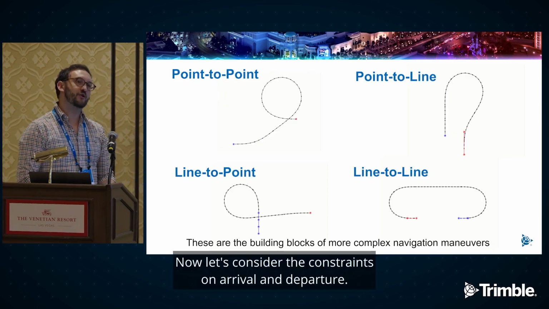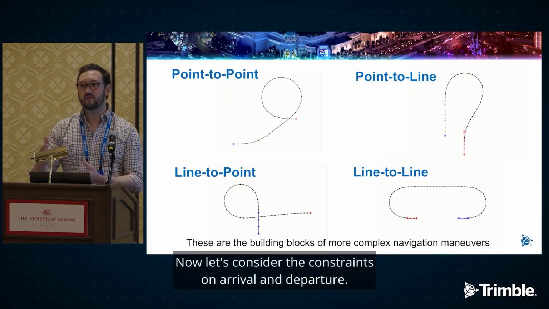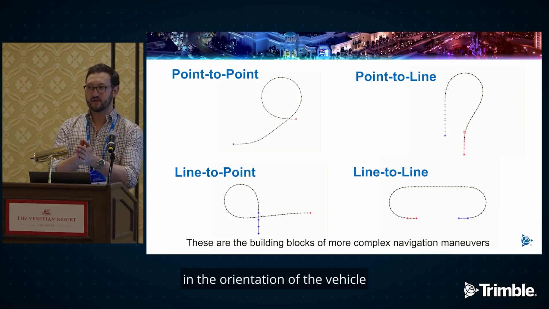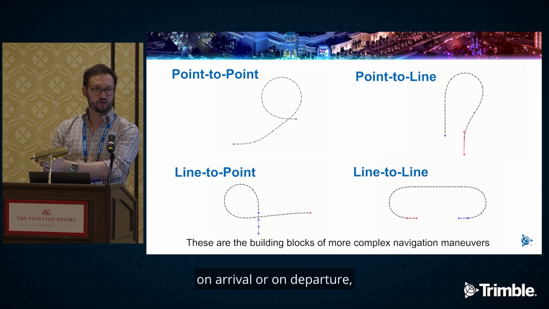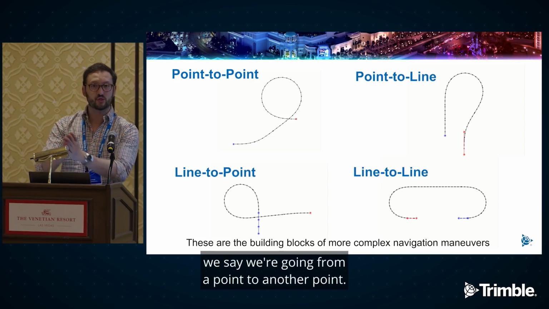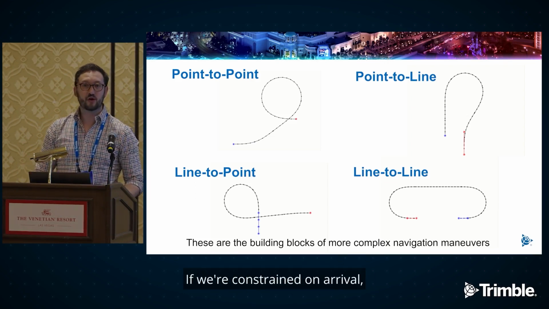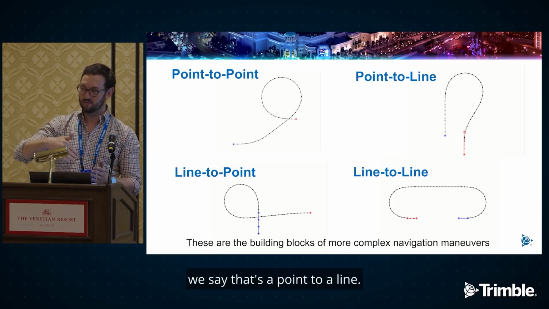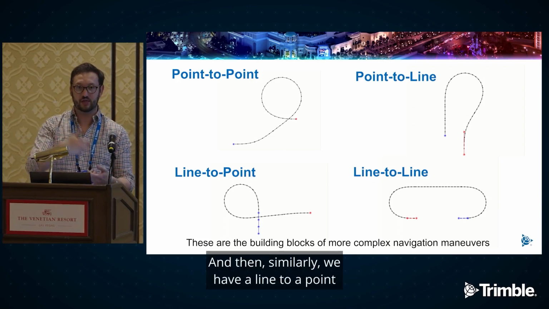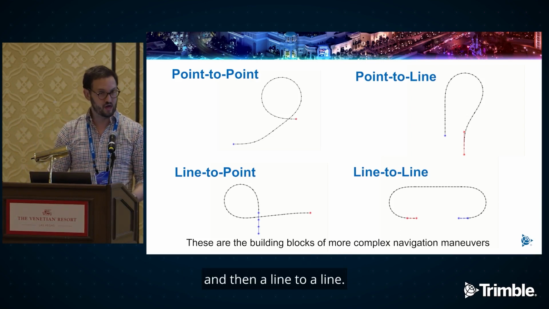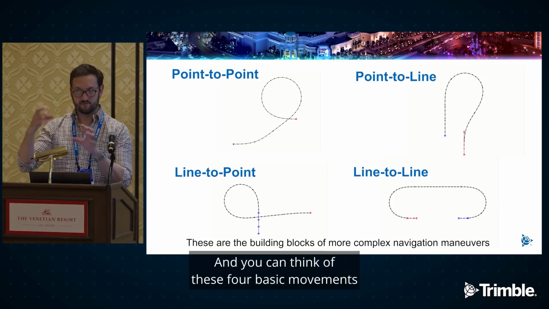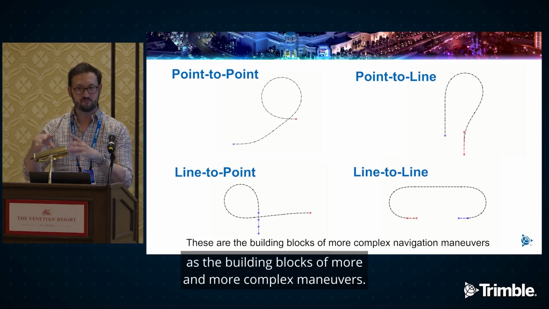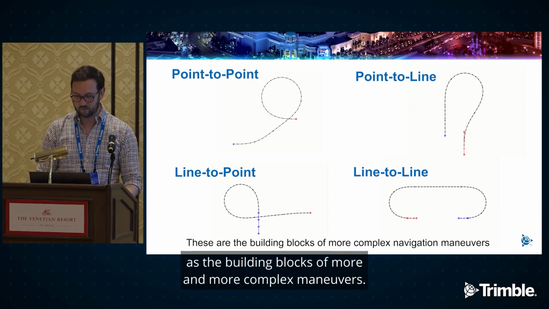Now, let's consider the constraints on arrival and departure. If we are not constrained in the orientation of the vehicle on arrival or on departure, we say we're going from a point to another point. If we're constrained on arrival, we say that's a point to a line. And then similarly, we have a line to a point and then a line to a line. And you can think of these four basic movements as the building blocks of more complex maneuvers.